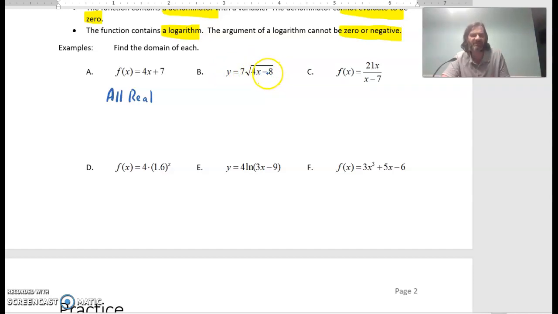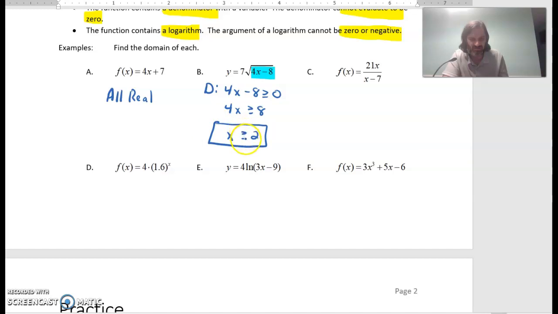The next one, B, y equals 7 times the square root of 4x minus 8. Let's ask ourselves those questions. Is there a root? The answer is yes. So we can't have anything negative under that root. We're going to take what's under that root and set it to be greater than or equal to 0. So 4x minus 8 is greater than or equal to 0, and we'll solve that to be x greater than or equal to 2. That means we can only plug in the number 2 or larger if we want this to work. If we plugged in 0, 1, something negative, then it would give us an imaginary or complex thing, which we can't graph.